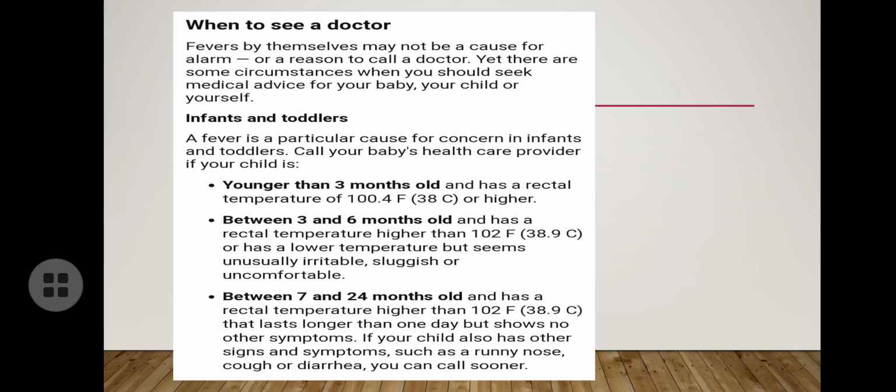Rectal temperature means we measure the fever with a thermometer placed in the rectum, so that it can take a good measurement. 102 degrees Fahrenheit or 38.9 degrees Celsius for a 2-year-old baby. If the fever is in this range, we have to call the doctor.